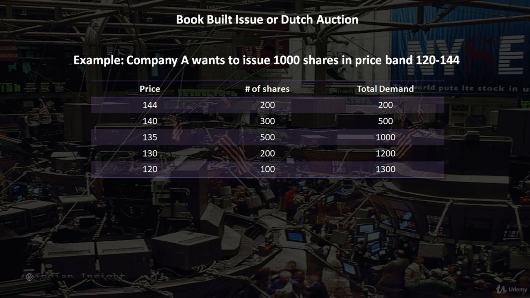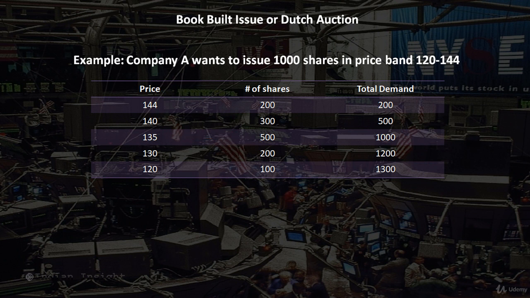So in this example, first the company allots 200 shares to the bidder with the bid price of 144. Since the company intends to sell 1000 shares, it still has 800 shares left. Hence, it will look at the next bid at 140 and allot 300 shares. After both these allocations, 500 shares are still left. So the company will look at the next bid. Here it will allot another 500 shares. So now the company has allotted all of its 1000 shares.